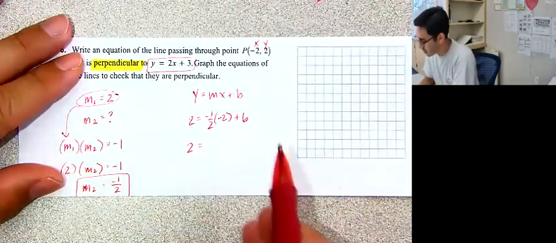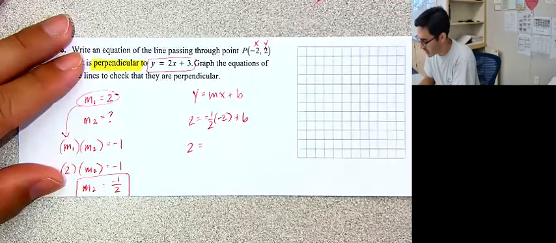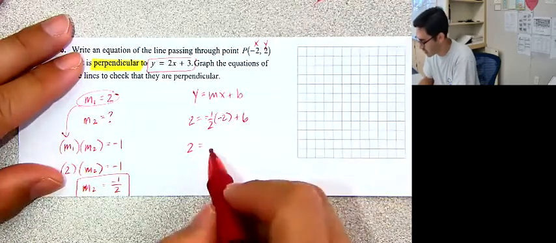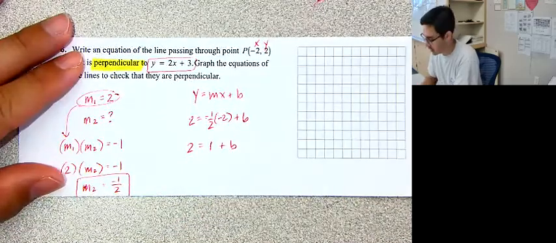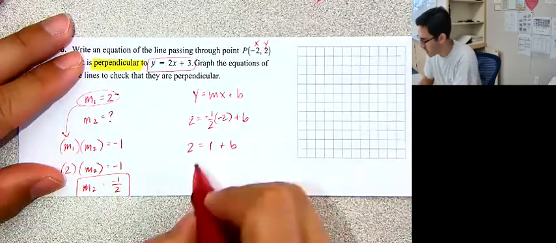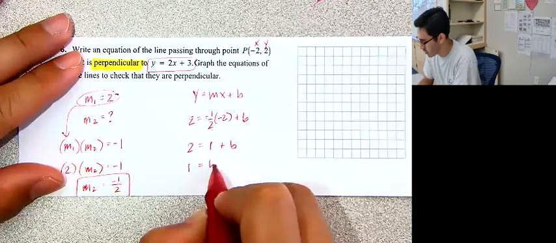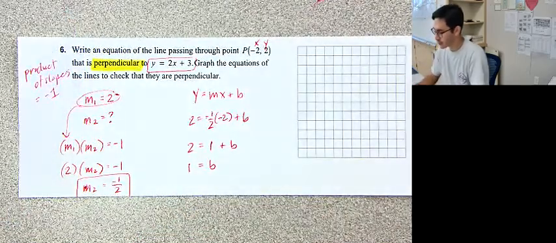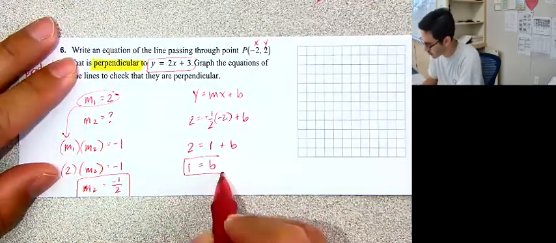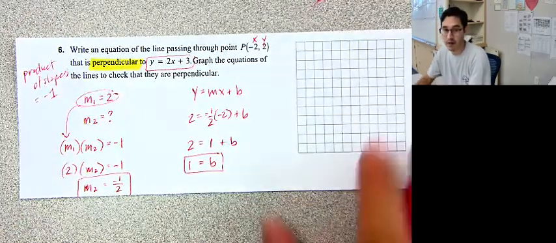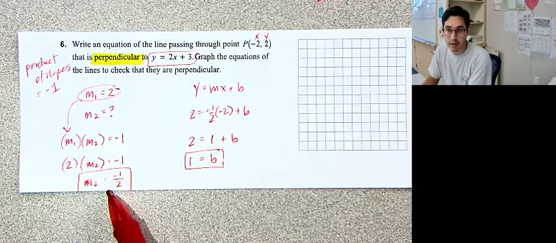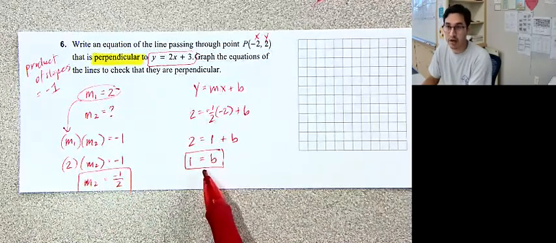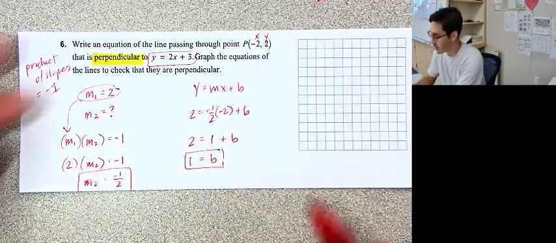All right, so 2 is going to equal, right, a negative times a negative is a positive, a half times 2, well, this is just going to be +1, plus b. Okay, we can subtract 1 from both sides, so we would get 1 equals b. So we had already found the slope of our second line, and now we know the y-intercept of our second line. So let's write the equation.